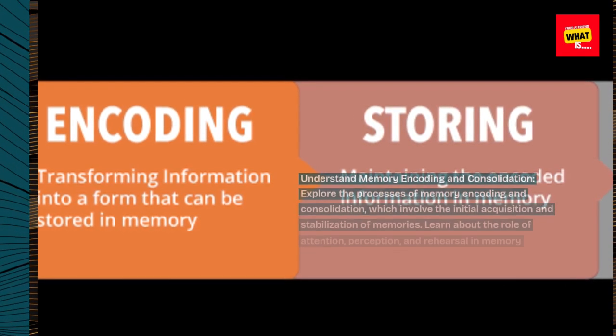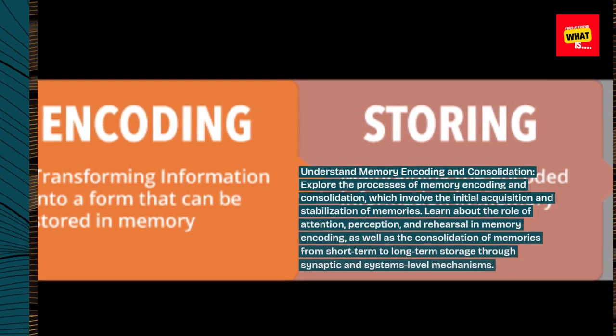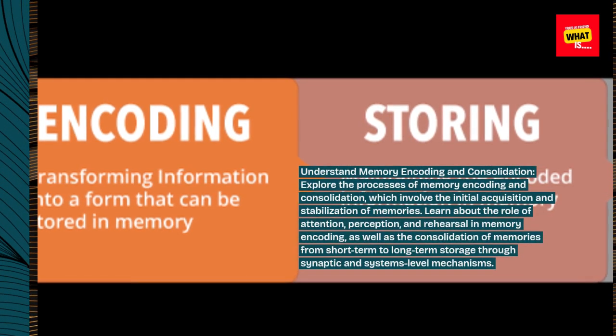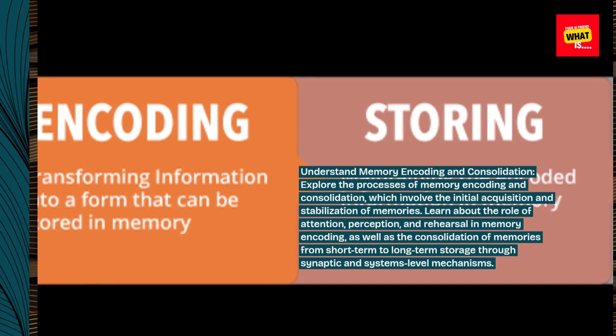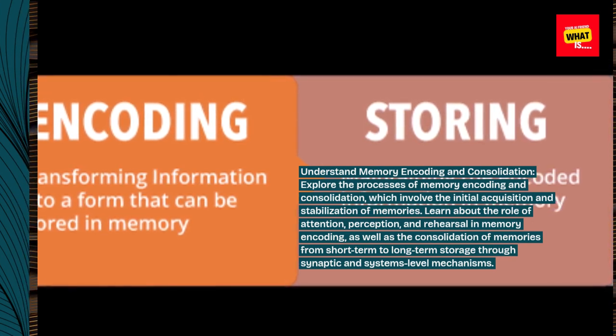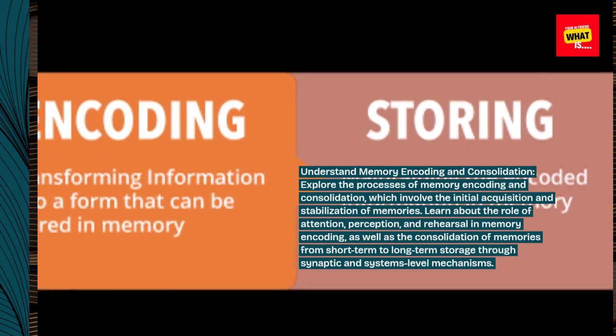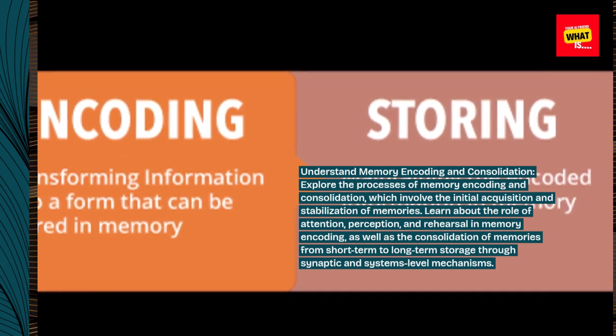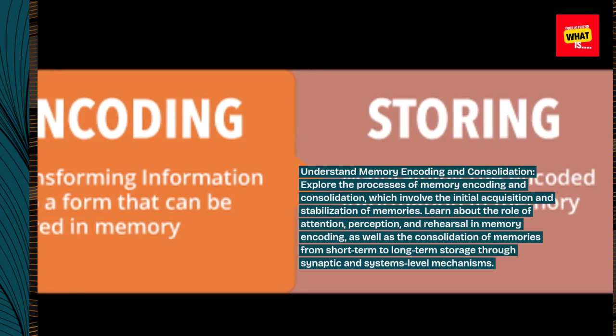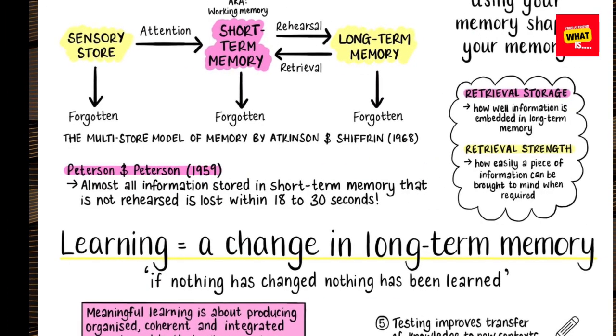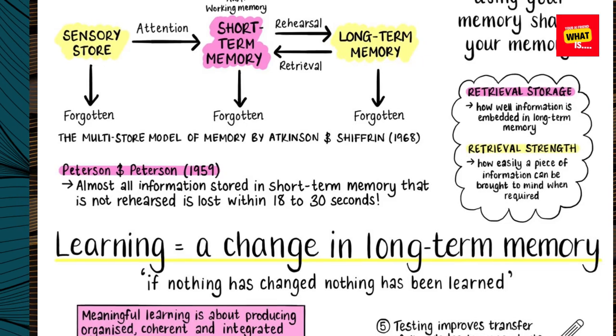Explore the processes of memory encoding and consolidation, which involve the initial acquisition and stabilization of memories. Learn about the role of attention, perception, and rehearsal in memory encoding, as well as the consolidation of memories from short-term to long-term storage through synaptic and systems-level mechanisms. Study memory retrieval and recall.